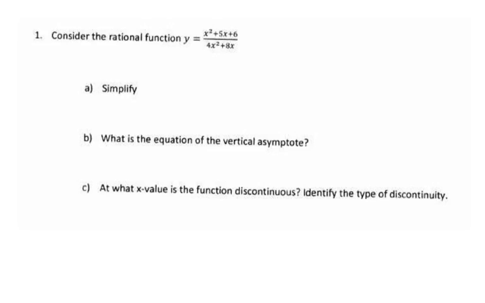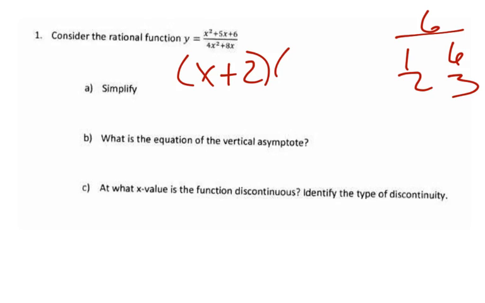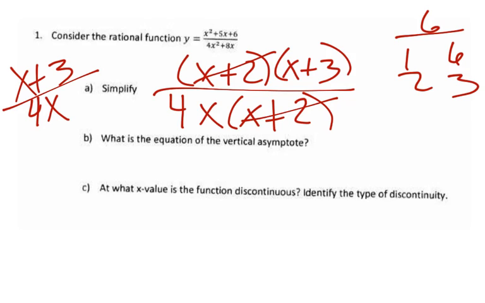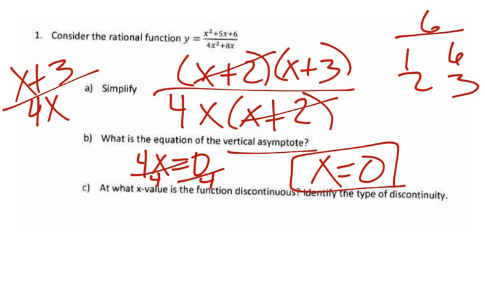Okay, another thing you need to be able to do is, if you're given something like this, you have to simplify it. Factors of 6: 1 and 6, 2 and 3. So it's x plus 2, x plus 3, over, pull out a 4 and an x, leaves you x plus 2. Your x plus 2's cancel. So you're left with x plus 3 over 4x. Vertical asymptote, the way you get that is you say 4x is equal to 0. You will divide by 4. X equals 0 is your vertical asymptote. Don't worry about that next part.